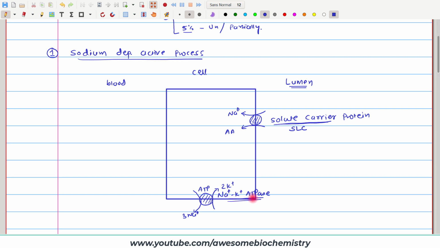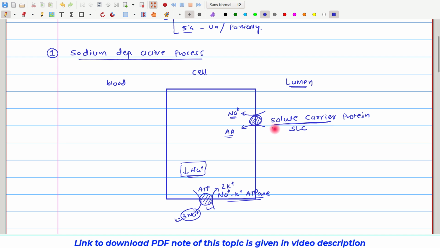This sodium potassium ATPase is continuously working. So, what happens? Inside the cell, there will be a very low concentration of sodium because it is continuously sending sodium molecules outside of the cell. As sodium concentration becomes low in the cell, the solute carrier protein can transport sodium down the concentration gradient, from the luminal side to the cell. And along with the sodium, amino acids are also dragged inside the cell. So, we can say that the solute carrier protein is indirectly utilizing ATP through this sodium potassium ATPase.